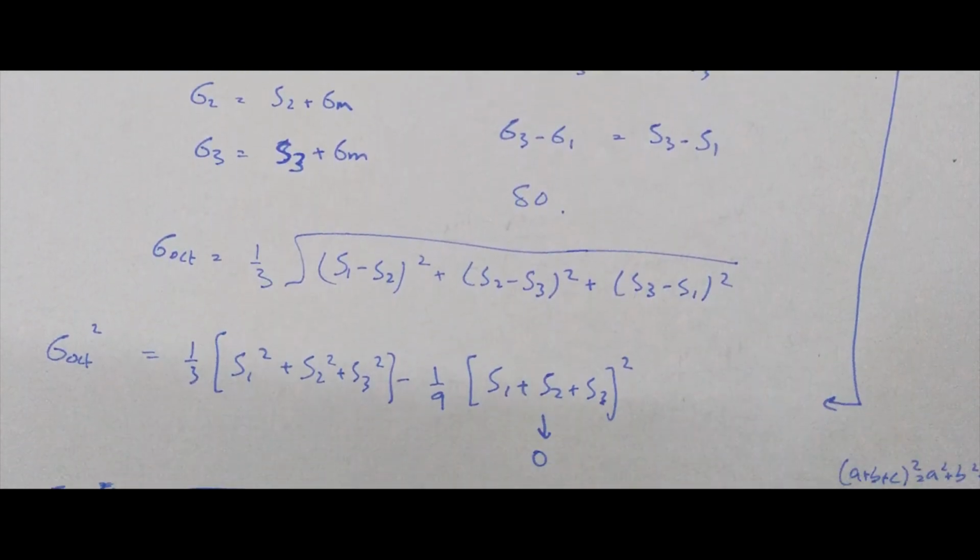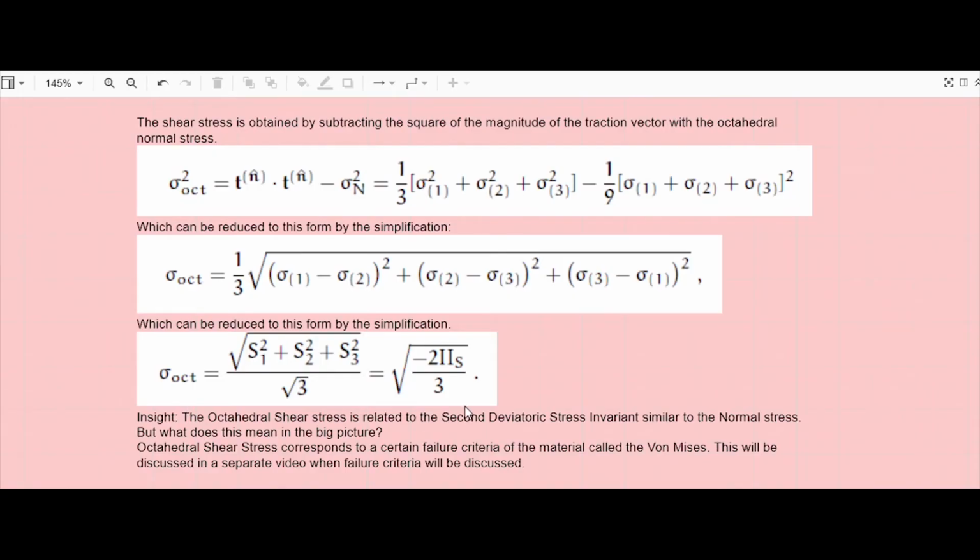Now, what does this last relation signify? It says that the octahedral shear stress is a function of the second deviatoric stress invariant. One of the uses of this octahedral shear stress is that this shear stress and the deviatoric stress tensor tie up together in something called the von Mises failure criteria, which of course deserves a separate video of its own, and it will be discussed later on. For now, just the definition and the introduction of the topic is sufficient.